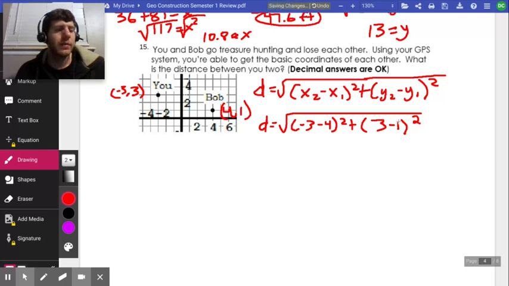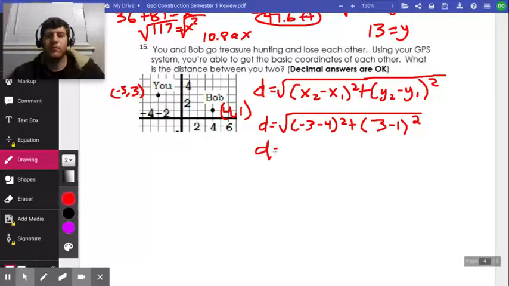Okay, it doesn't matter which order you put them in. If you would have done 4 minus negative 3, that would have been a positive 7 here, right? But when you square it, it doesn't matter if it's negative 7 or positive 7. You're going to get 49 either way. And then same thing here. We did 3 minus 1, but we could have done 1 minus 3. That would have been negative 2, but negative 2 squared is going to be the same as 2 squared. All right? So it doesn't matter the order.